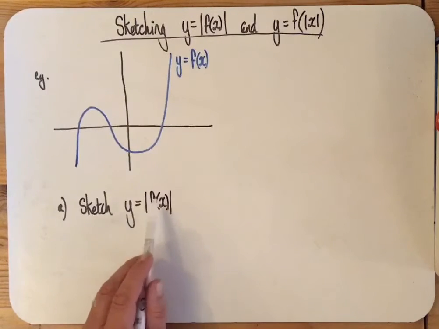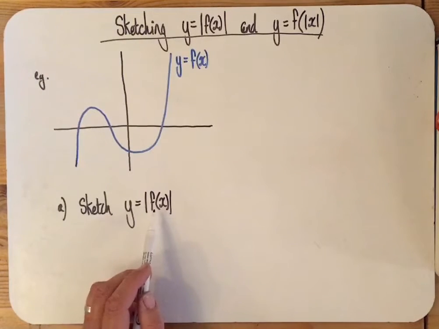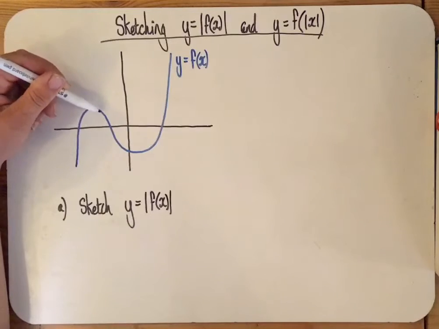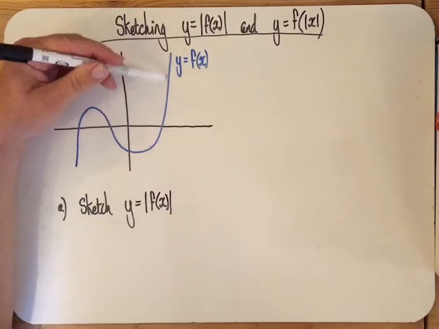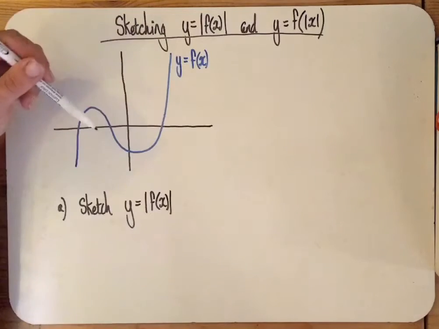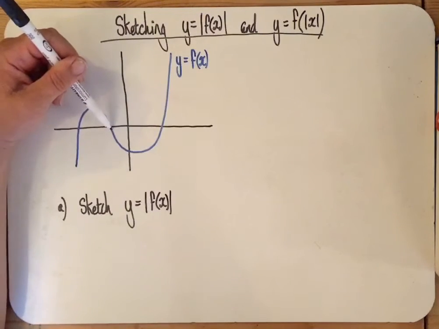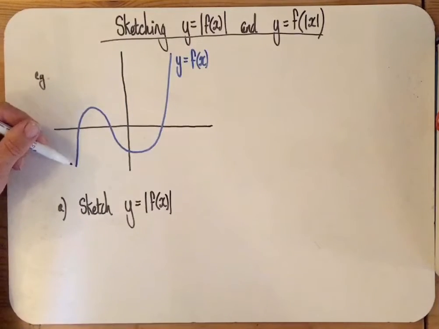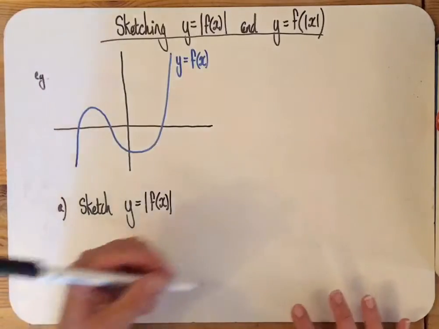This means if f of x is positive, it won't change. But if f of x is negative, it will become positive. So f of x is positive. Remember, we're looking at y coordinates. So f of x is positive all the way around here, all the way up here. So those bits of the curve will stay the same. But where your y coordinates are negative, so where you're below the x-axis, they will become positive, i.e. they'll get multiplied by -1.